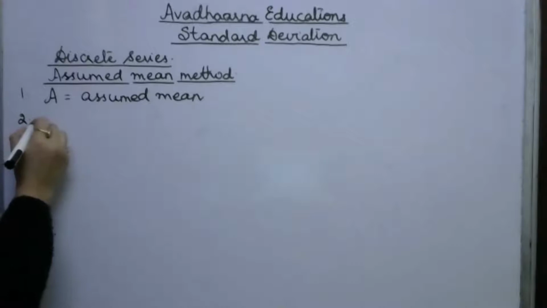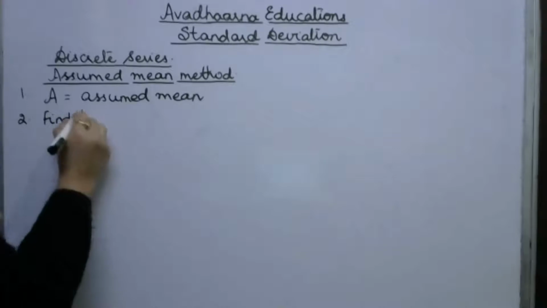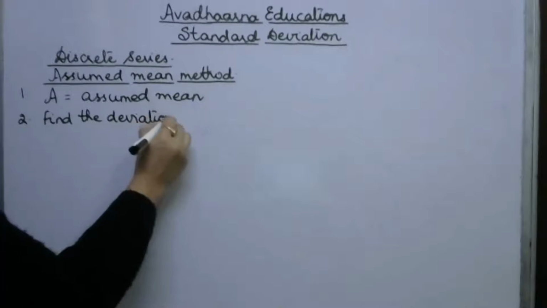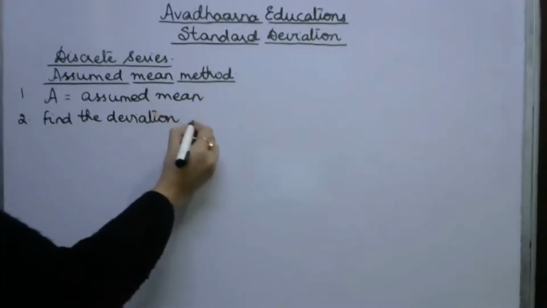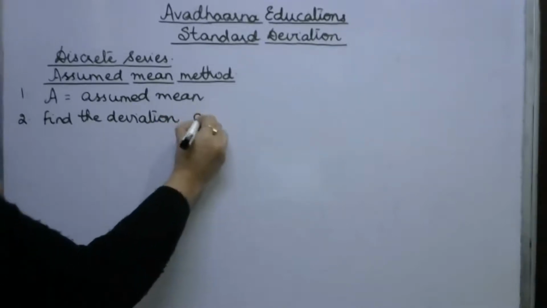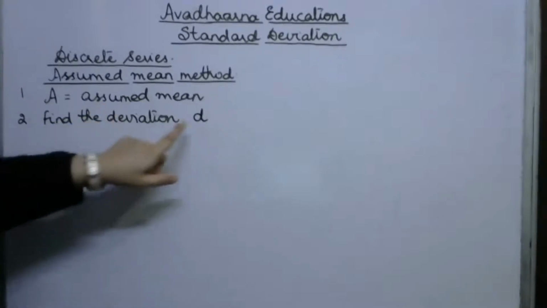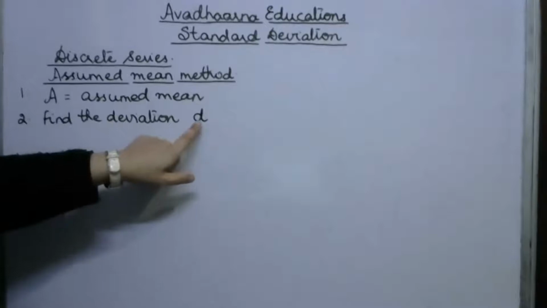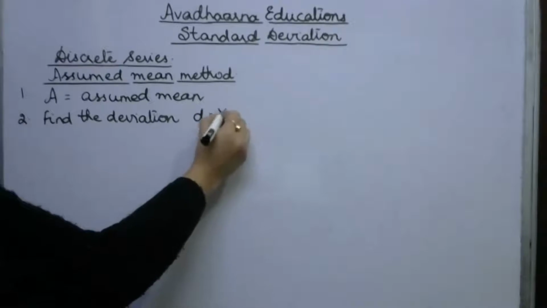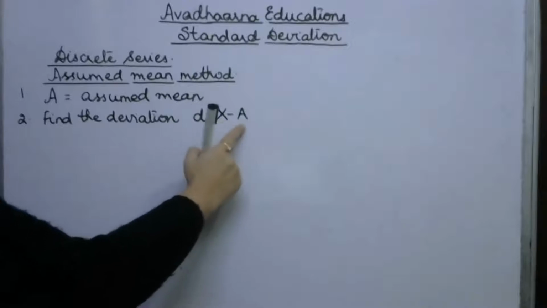Second step is that we are going to find out the deviations of the items from the assumed mean, and we are going to denote the deviations. If we are going to calculate the deviations from the assumed mean, we are going to represent that deviation by this small d, and small d is nothing but x minus A. So we are going to calculate the deviations of items from the assumed mean.